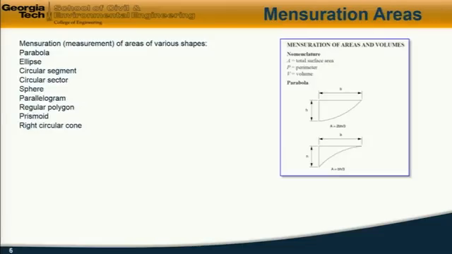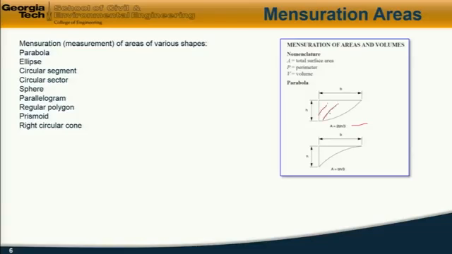Next, the handbook discusses mensuration or measurement of areas of various shapes, for example, parabola, ellipse, circular segment, etc. And an example is given over here. The area of half a parabola of height h and width b is given by this formula. A is equal to 2bh over 3, where A is the area and P is the perimeter. And it also gives volumes if this is a three-dimensional object.